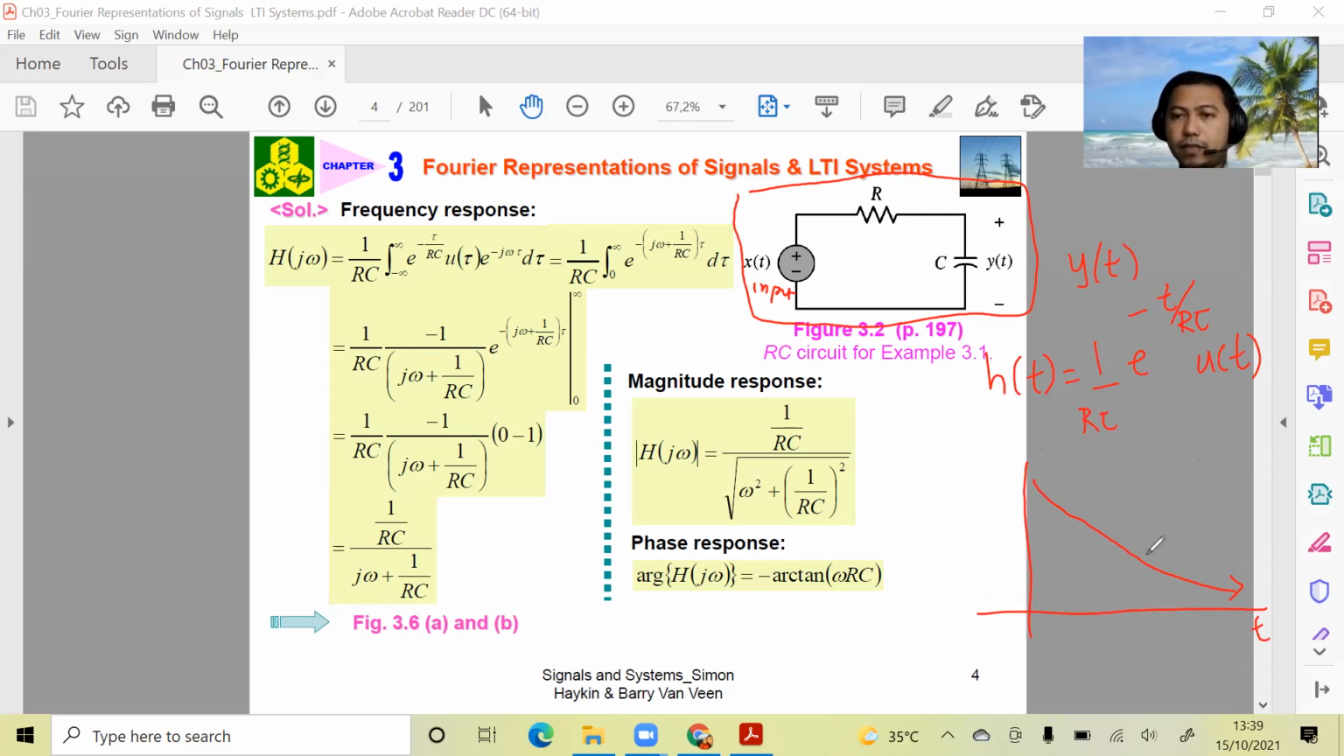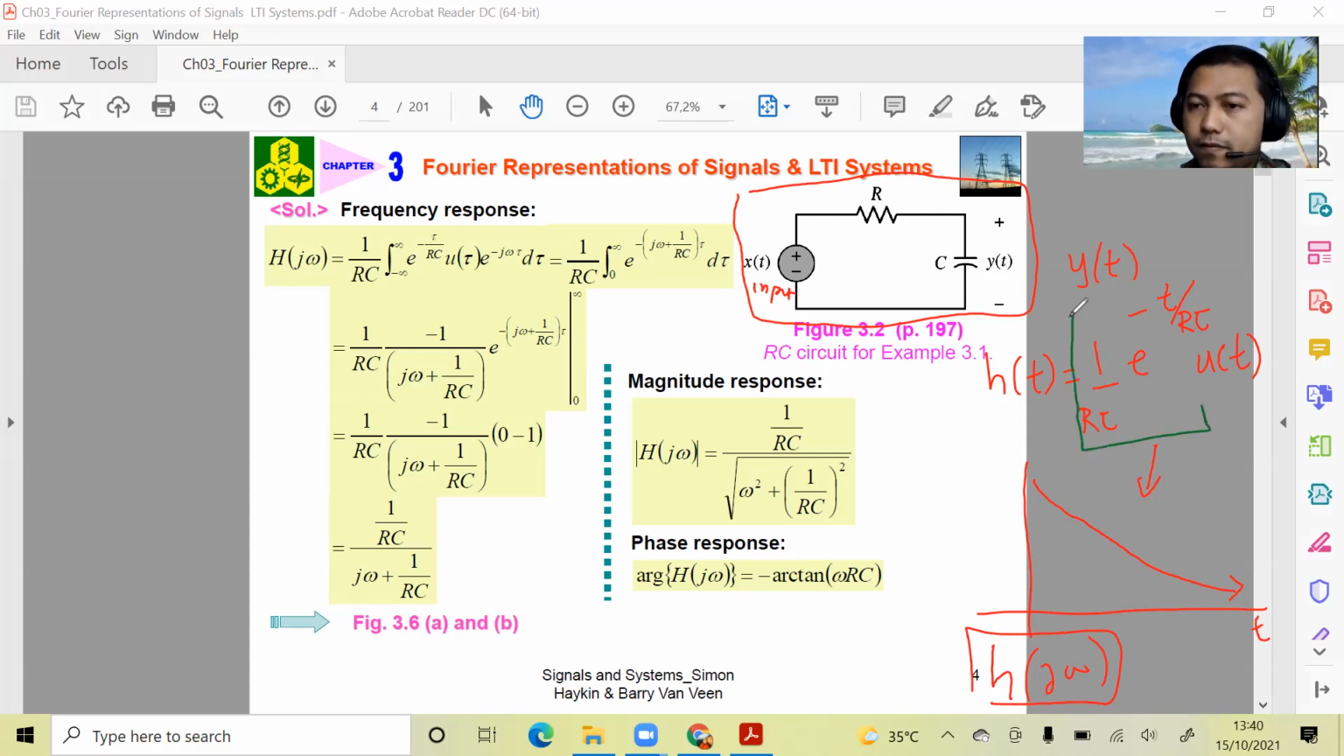The graph is being like this, and then this function will be transformed into H(jω), or in frequency domain. Okay. First, we have to identify this function.